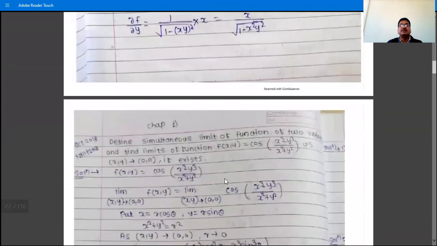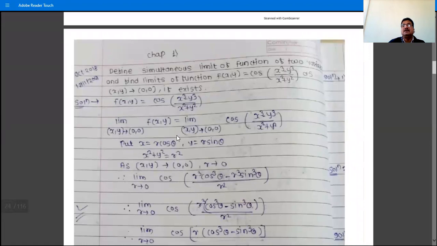So this is the second chapter actually; these are some more examples on the first chapter. Define the simultaneous limit of a function. That is the definition given at the start of the chapter. And find the limit of the function f(x, y) = cos((x cube minus y cube) divided by (x square plus y square)).